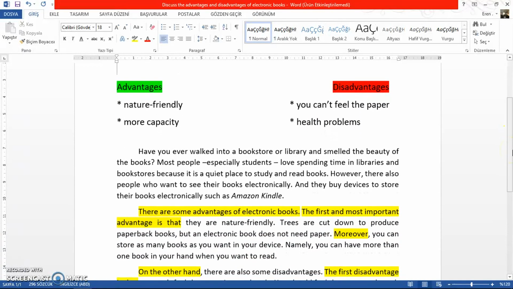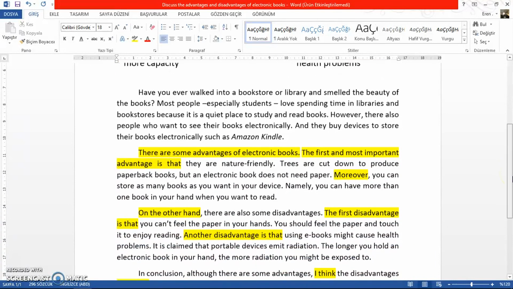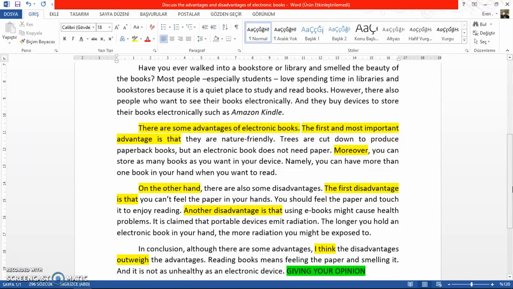So how do we write an advantage-disadvantage essay? Like other essays, it consists of at least 4 paragraphs. Remember, in opinion essay, we also wrote at least 4 paragraphs. It could be more than that actually, but we want at least 4 paragraphs.